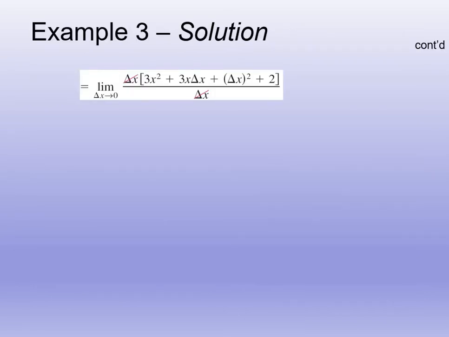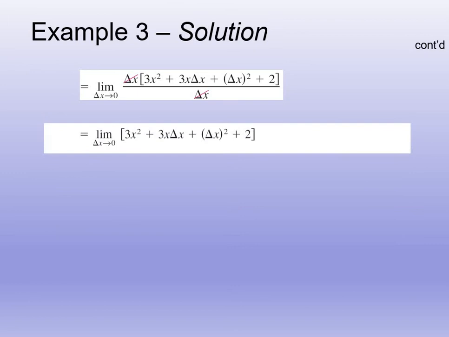Okay, so when we factor delta x out of the numerator, we're left with 3x squared plus 3x delta x plus delta x squared plus 2. So what does that help us do? When we factor that out, we can actually cancel out the denominator now. So now if we plug in or substitute in 0 for delta x, we actually get the completed derivative.